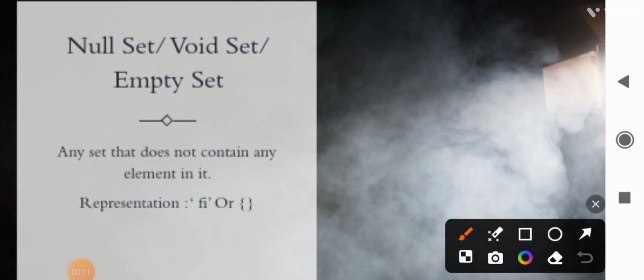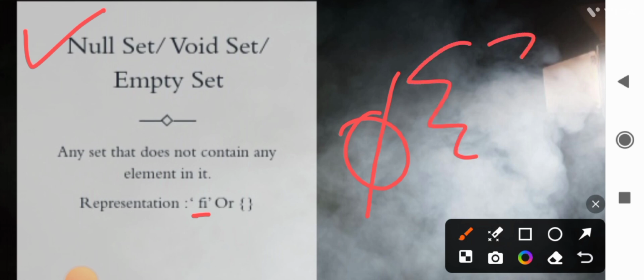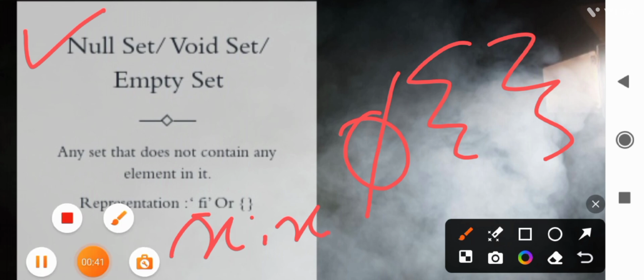The first type of set that we are having is the null set, also called void set or empty set. Any set that is not having any element in it is called a null set, void set or empty set. It is represented by phi. Its symbol is like this, or just open braces that are not having any element in it. Let's suppose in set builder form we can say that x is a natural number that is less than 2.